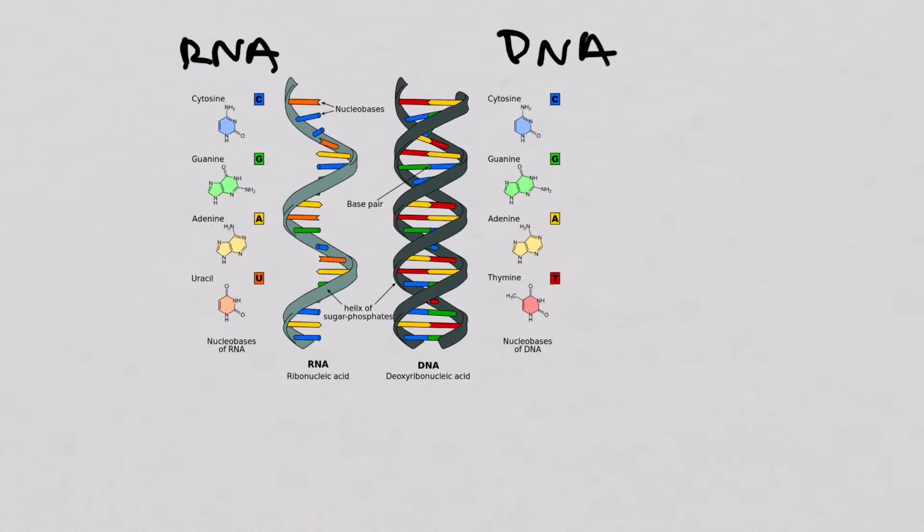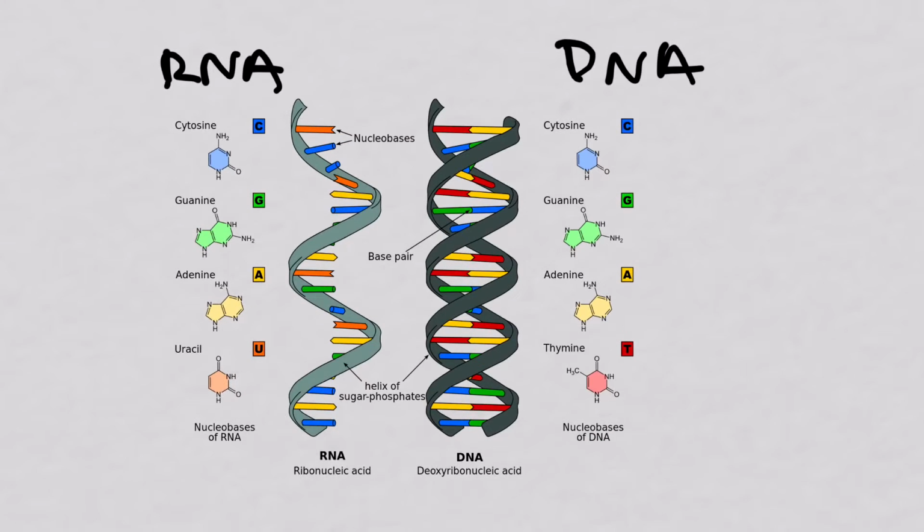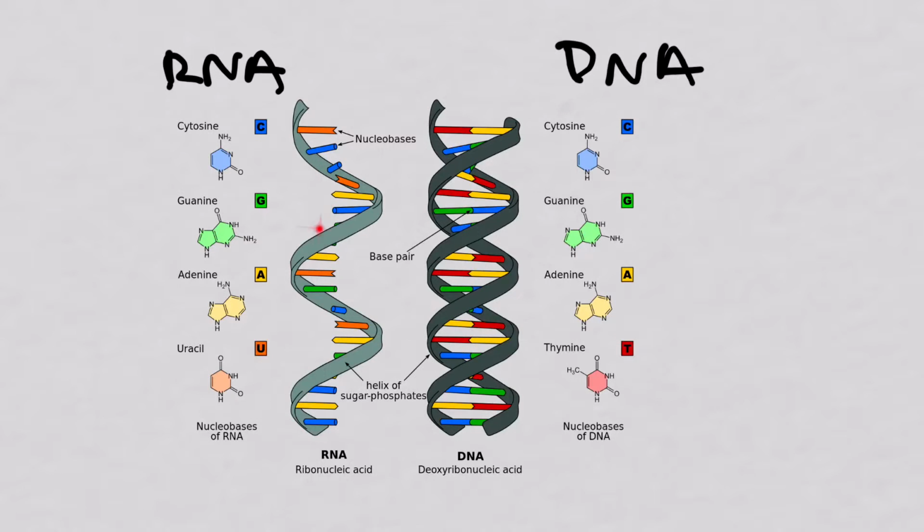Now, as you can see here, there are differences between RNA and DNA. The first being that they're actually made up of slightly different bases. They share 3 in common, cytosine, guanine, and adenine, but RNA has uracil instead of thymine. And that's going to be important for you to know for later on down the road. The second striking thing that's different about RNA and DNA is that RNA comes single-stranded and DNA comes double-stranded.